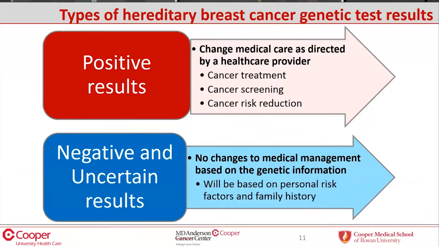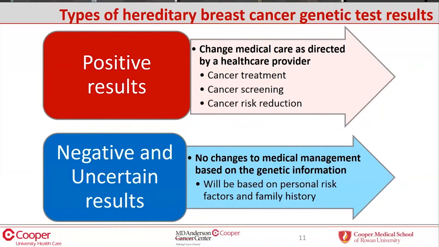And I lump negative and uncertain together because if there's a change in a gene that we just don't know what that change means yet, we don't call it a mutation, we don't call it normal, but we treat it like a negative result because clinically, most of those uncertain results over time, we figure out are really negative. So when there is a negative result, we don't change someone's medical care based on the genetic result, but we do look to their personal risk factors and family history to guide them.